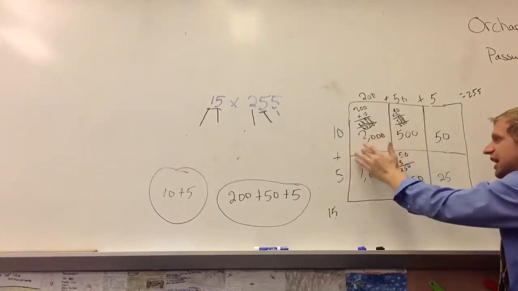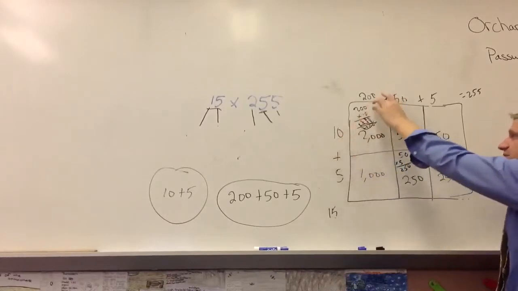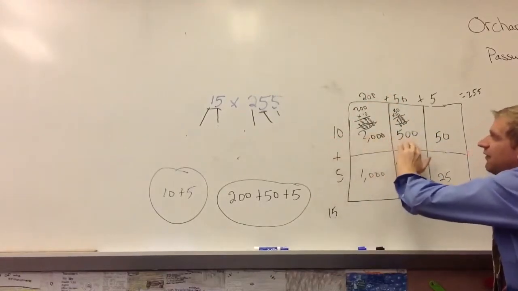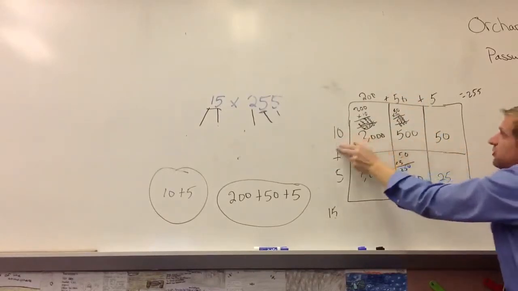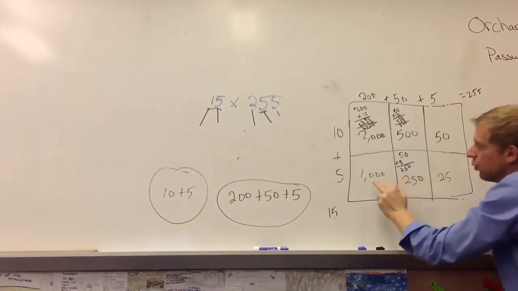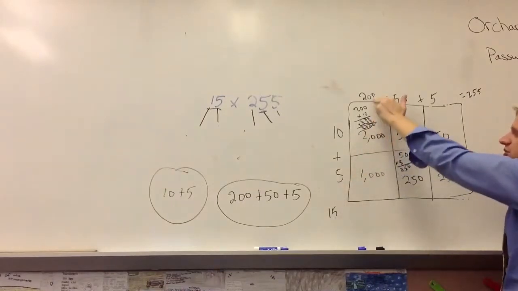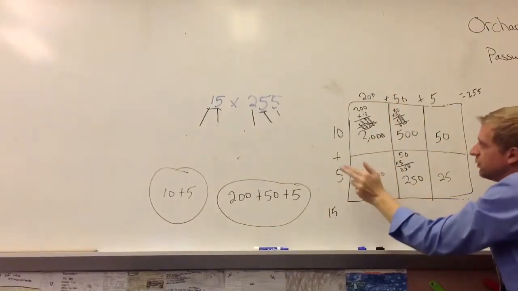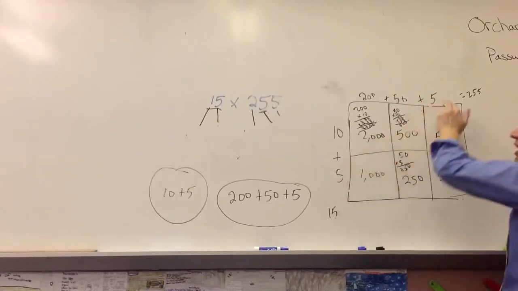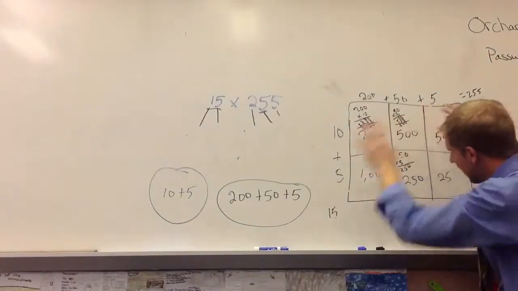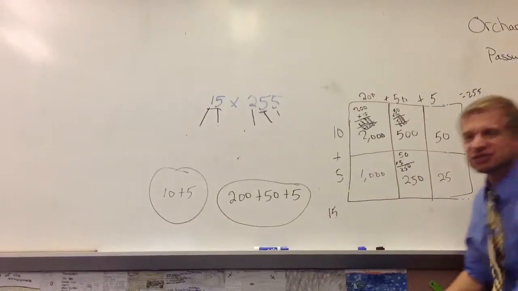So now we have our answers inside of our box. We have 2,000, we got that from 10 times 200. We have 500, we got that from 10 times 50. We have 50, we got that from 10 times 5. We have 1,000, we got that from 5 times 200. We have 250, we got that from 5 times 50. We have 25, we got that from 5 times 5. Now we have the hard part done. Now it's time to add.